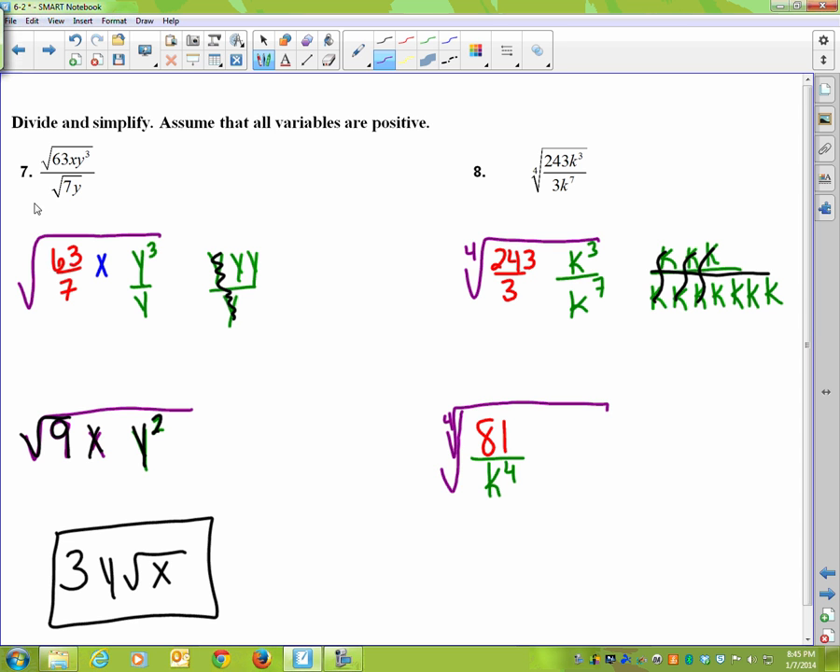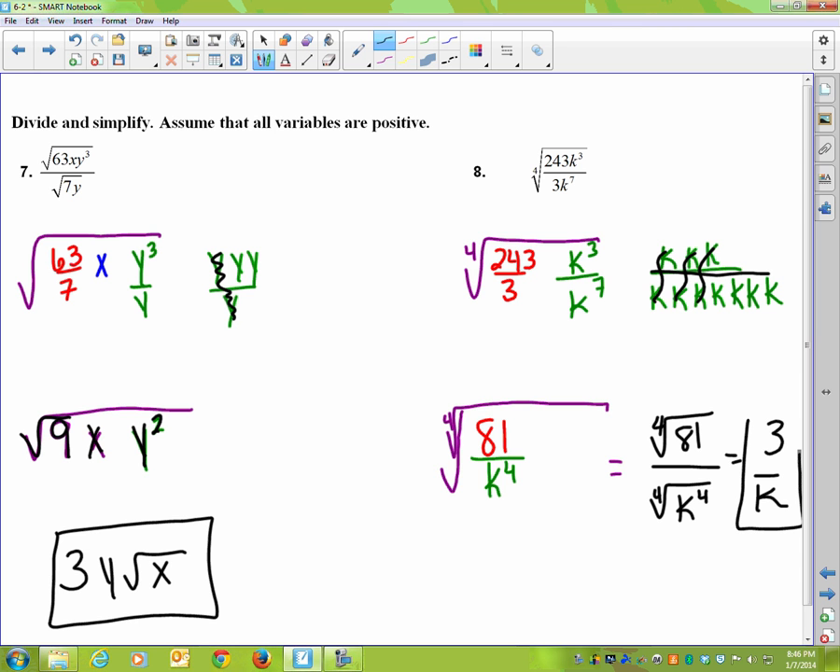So just like in number 7, we had 2 different radicals we rewrote as 1. You can take one radical and rewrite it as 2. I can separate them into the 4th root of 81 and the 4th root of k to the 4th. 4th root of 81 is 3. There's one group of 4, so one of the k's comes out.